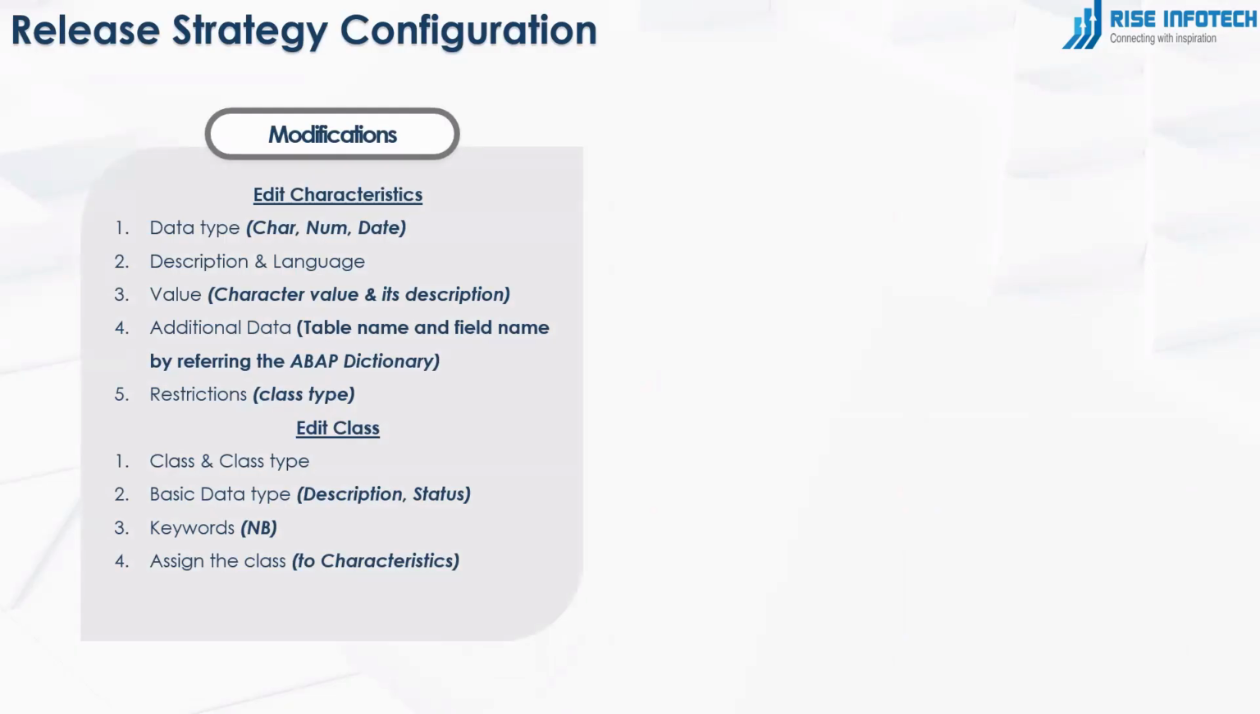So coming to the modifications and characteristics, we have data type. So either it is characteristics or number or date, and we need to provide a description to the characteristics, value, and additional data, that is table name and field name from the above dictionary, and restrictions is type of class. And in the edit class, we have class and class type, and basic data type, that's description and status. Keywords, we can give what type of document we are providing, which comes under which class. So example is NB, and we can assign these classes to the characteristics which we created in the previous step.